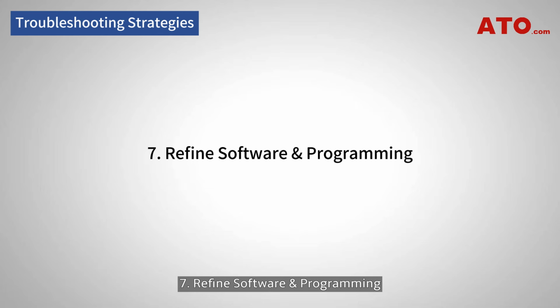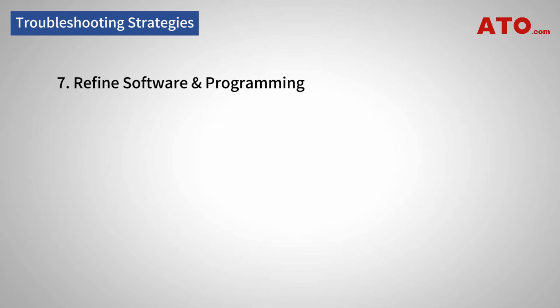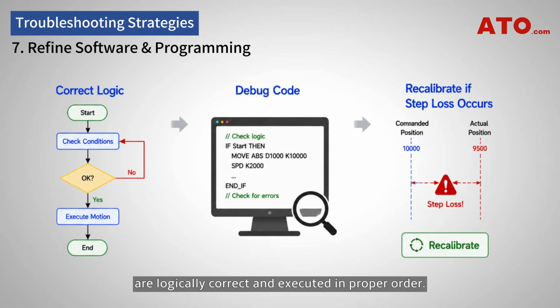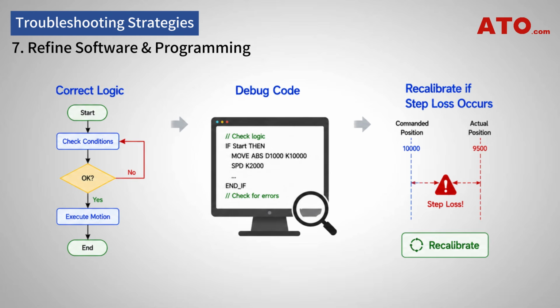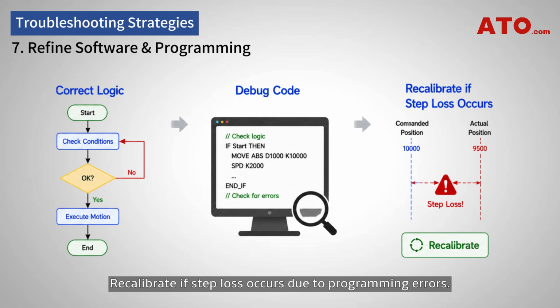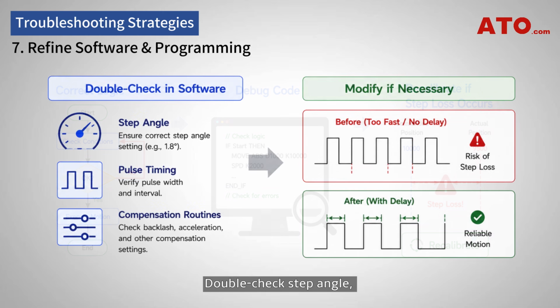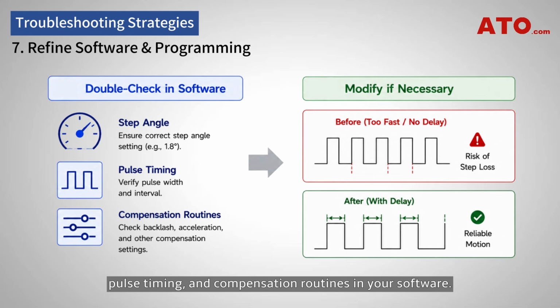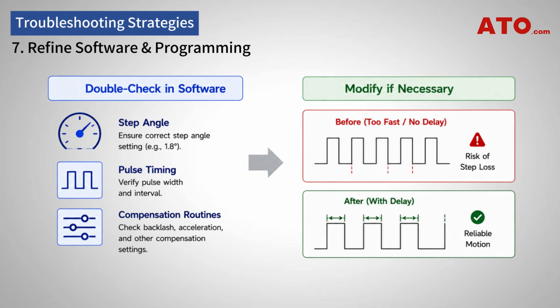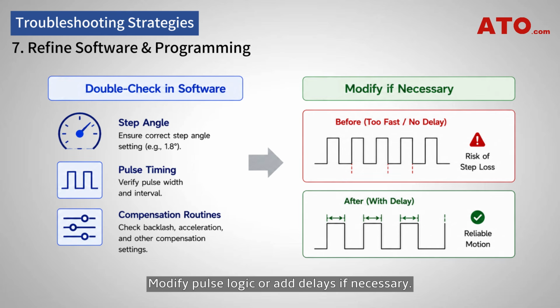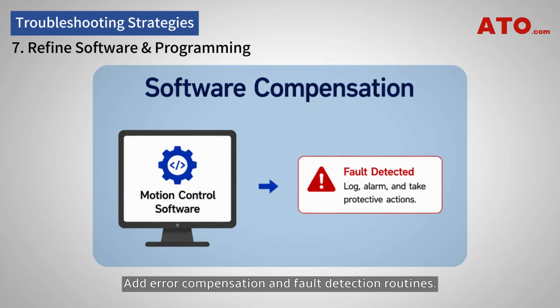Number 7. Refine software and programming. Ensure PLC programs are logically correct and executed in proper order. Carefully debug your PLC or motion controller code. Recalibrate if step loss occurs due to programming errors. Double-check step angle, pulse timing, and compensation routines in your software. Modify pulse logic or add delays if necessary. Add error compensation and fault detection routines.